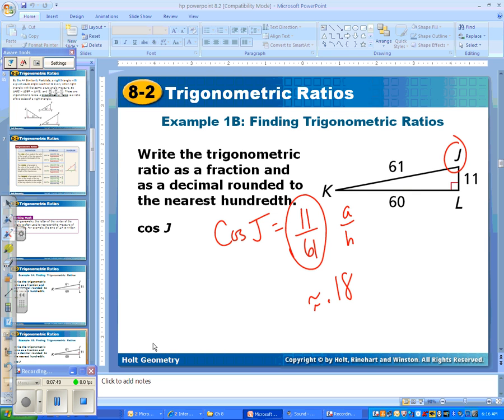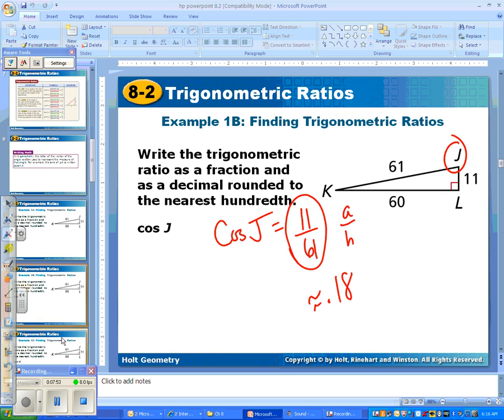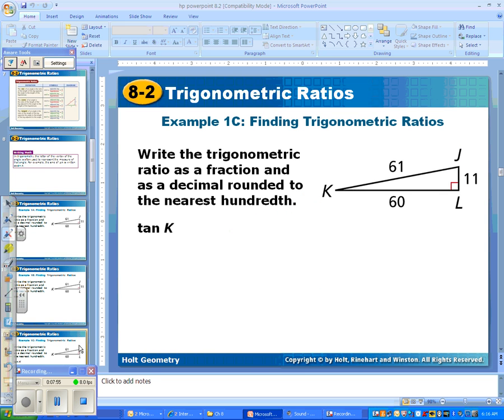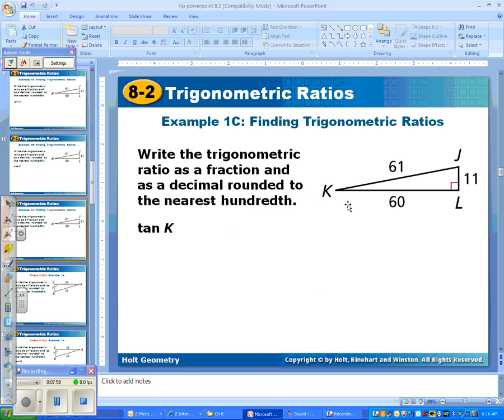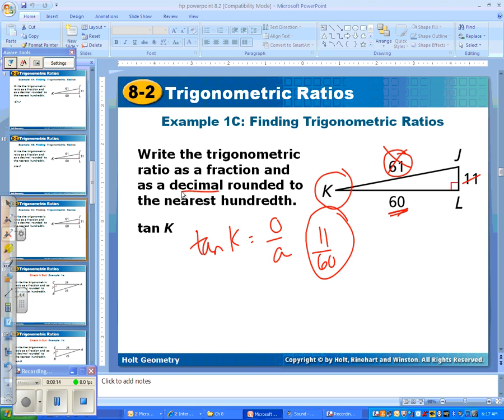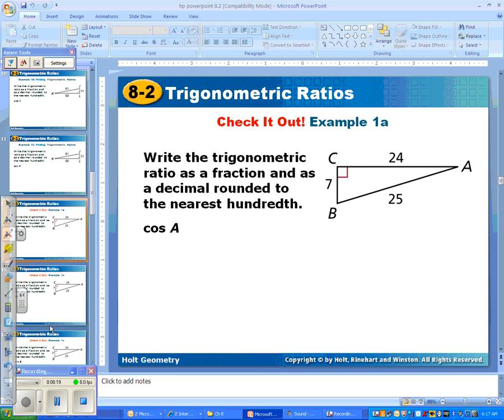All right, so try that for the next one. Try that for tan K. Tan K, tan stands for opposite over adjacent. So the opposite one would be 11 because it's opposite. It can't be 61. We're not using the hypotenuse in this one. So then the adjacent one has to be 60. So this is your fraction answer. You know how to find the decimal rounded to the nearest hundredth. Okay, so try this one.